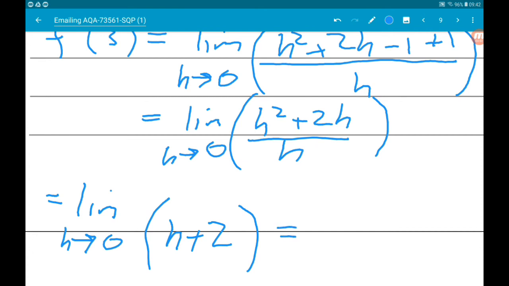Now, as h tends to 0, h plus 2 tends to 2. So, our answer is 2. Cool.